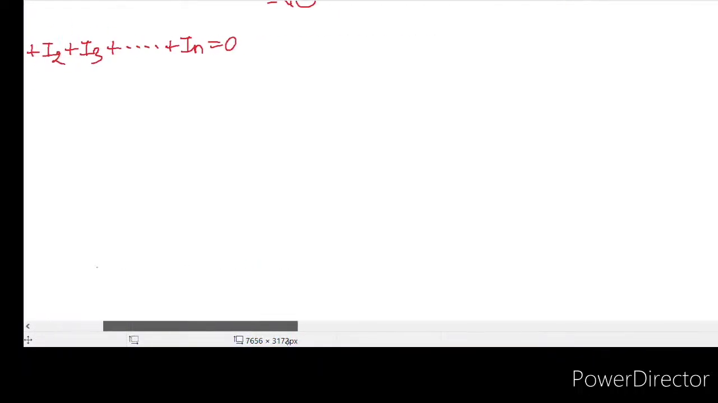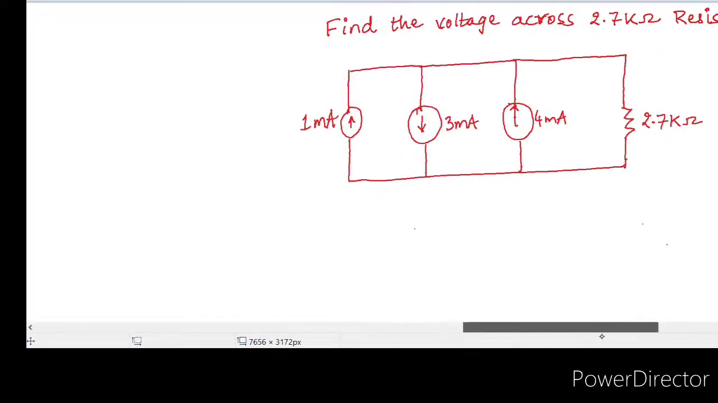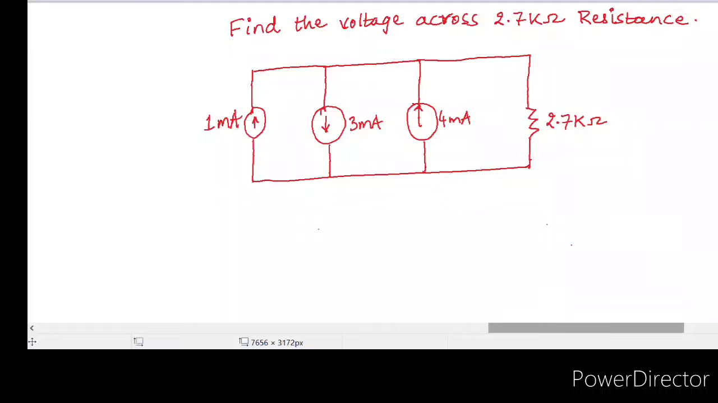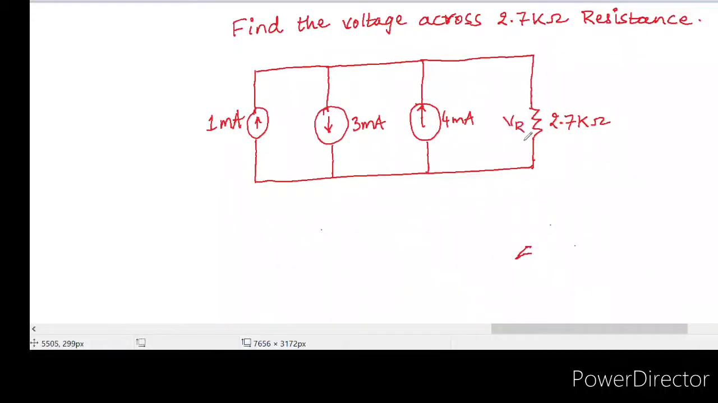Now let us see how to solve a problem using Kirchhoff's current law. Let us consider a circuit where we are supposed to find out the voltage across the 2.7 kilo ohm resistor using Kirchhoff's current law. Let us call the voltage across the 2.7 kilo ohm resistor as VR with the polarities shown in the figure.